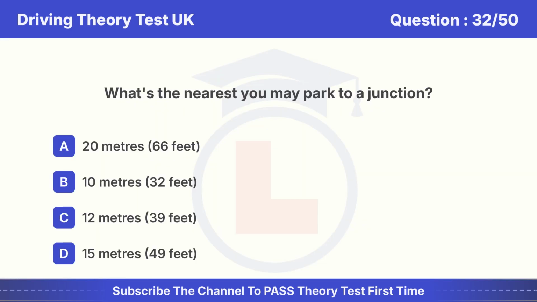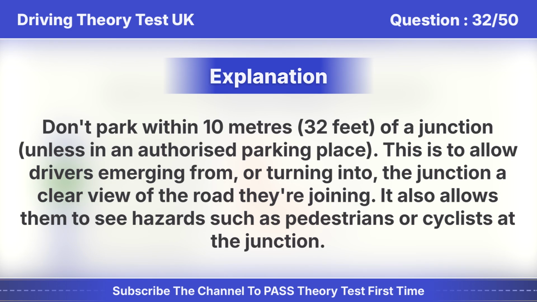Question 32. What's the nearest you may park to a junction? Answer is B. 10 meters, 32 feet. Don't park within 10 meters, 32 feet, of a junction, unless in an authorized parking place. This is to allow drivers emerging from, or turning into, the junction a clear view of the road they're joining. It also allows them to see hazards such as pedestrians or cyclists at the junction.